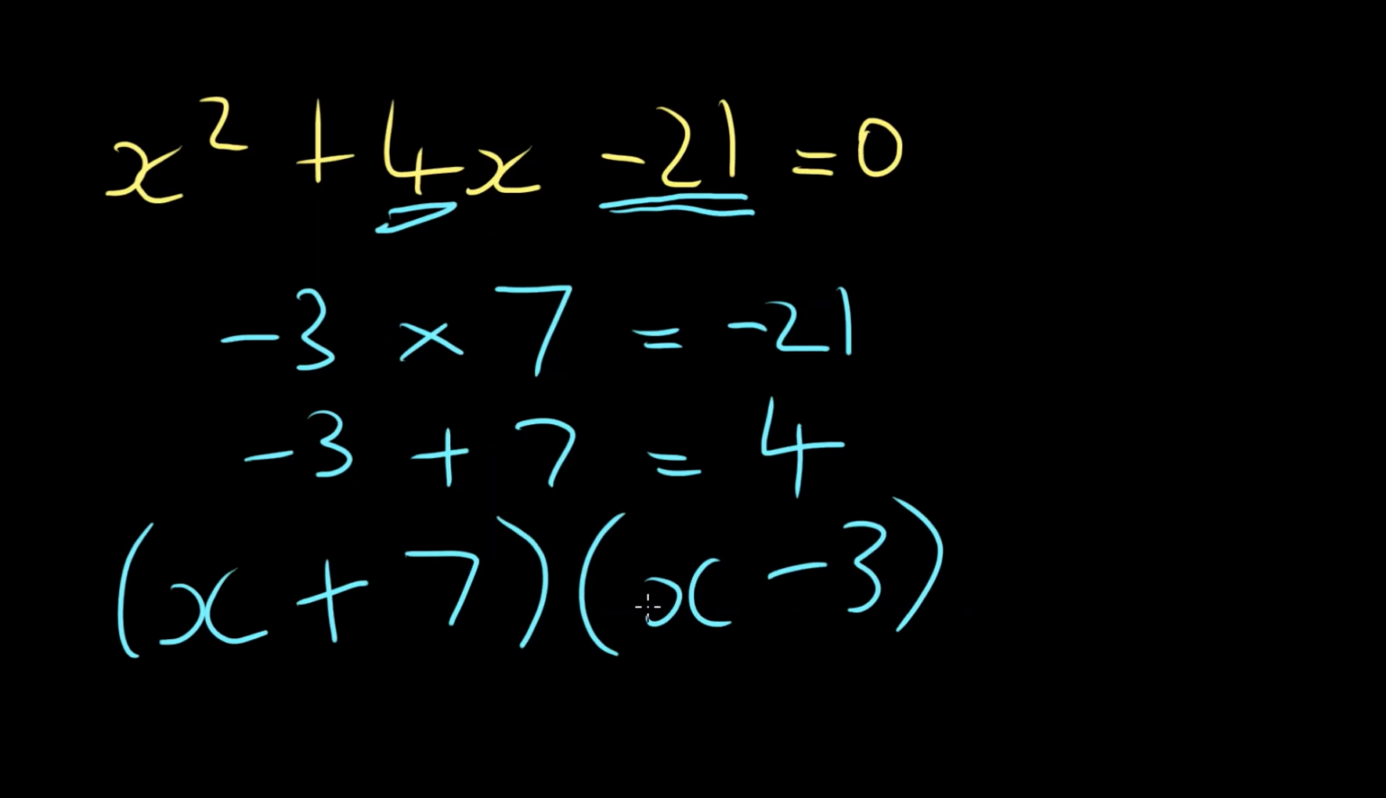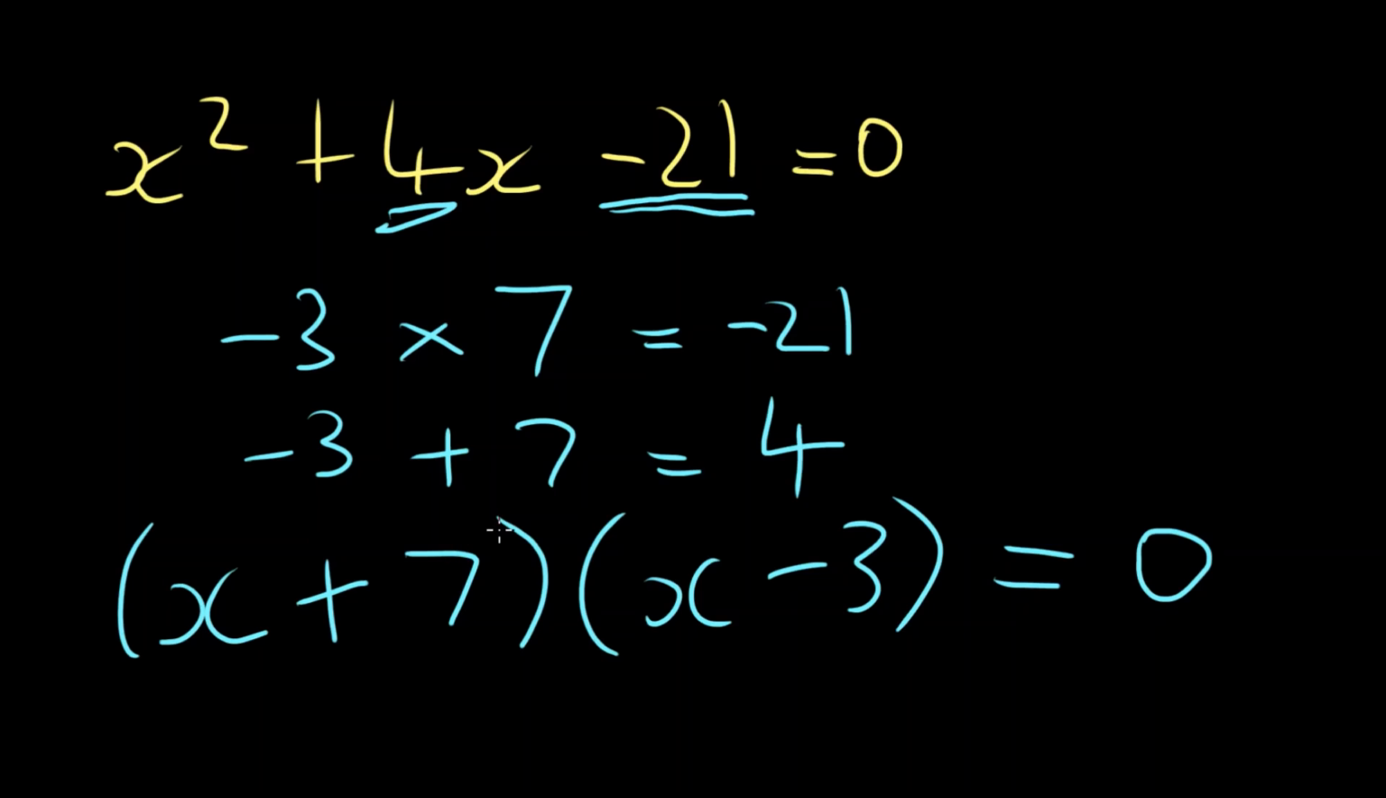And if you go ahead and expand that, well, we'll just do it in our head. So x squared plus 7x minus 3x is 4x minus 21. That's correct. And all of that equals 0. So again, it's easy enough to find the value for x. It'll be either minus 7 or 3. Good.